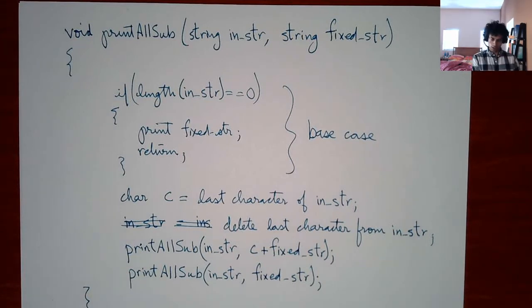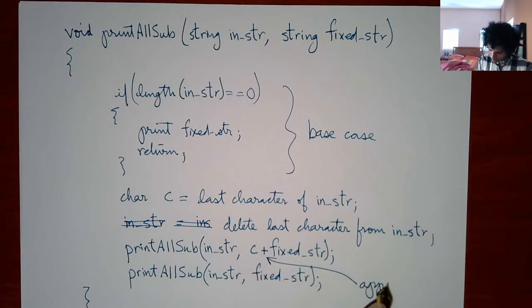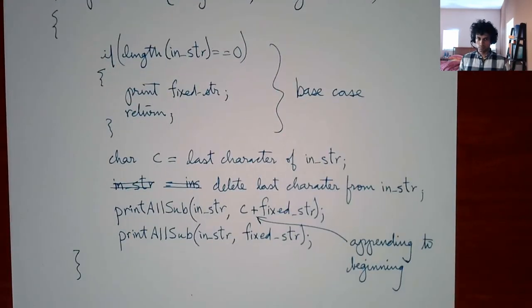Just a quick question. C plus fixed string just appends? It's just appending at the beginning. Okay. Professor, I have a question. When we use the C letter, the last letter of in string, do we add that to the fixed string later on, after we are done with all those two recursive calls? No, at this point it ends. There's nothing to be done. It doesn't really matter at this point, because the printing has been done.